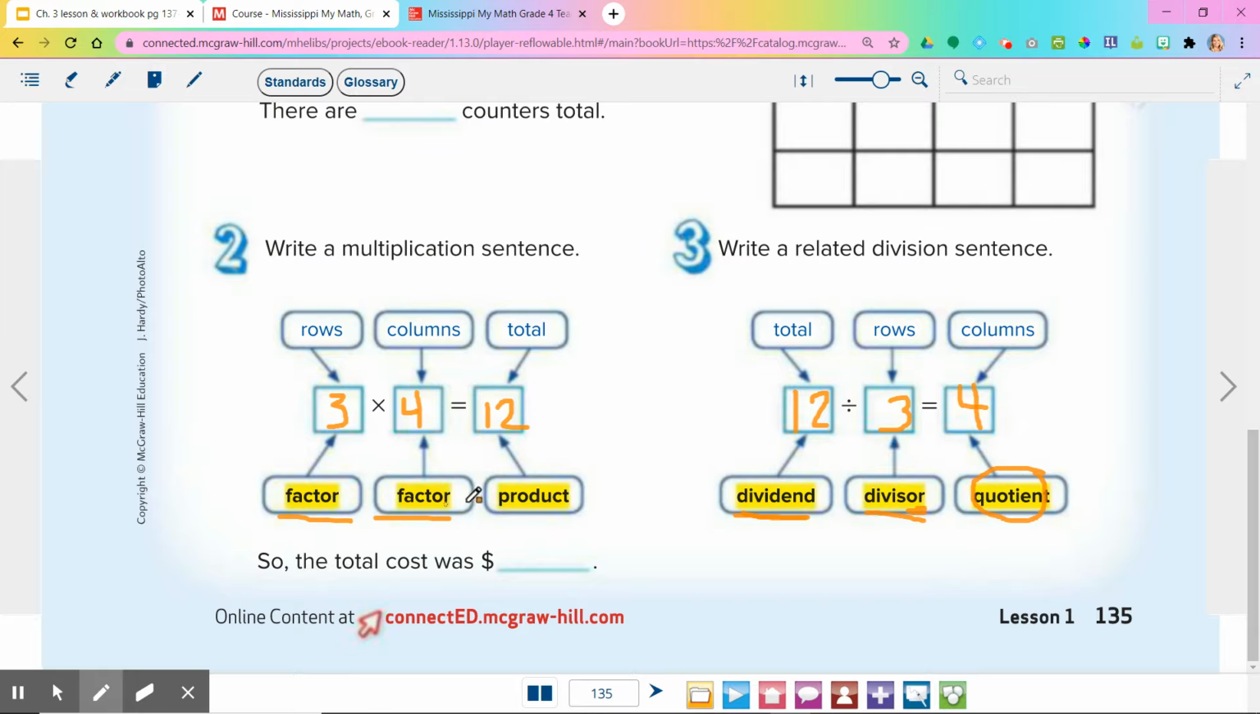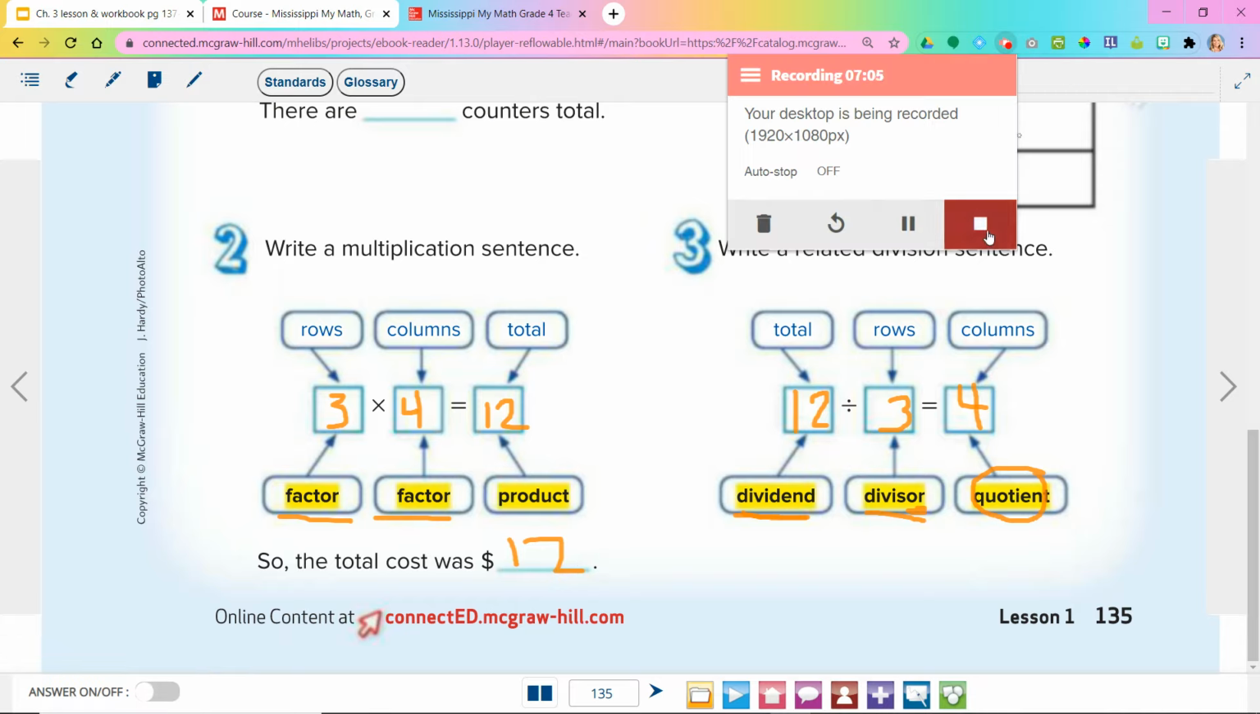And so our total cost was 3 times 4, which is 12. And I'll stop it right here for a break, and we'll look at the back together.